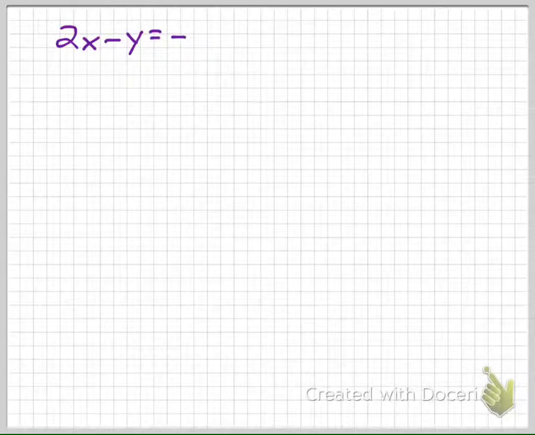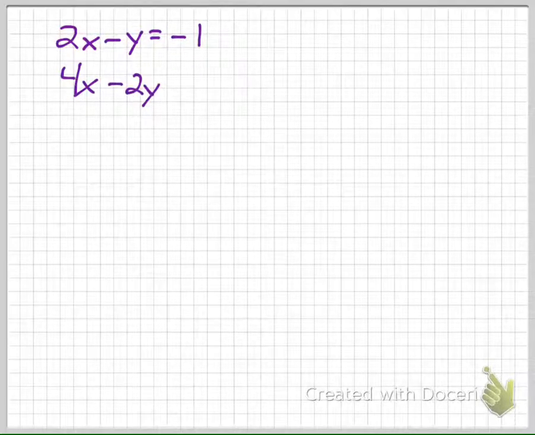try another one. Let's do another system here. Okay, so you're graphing these babies. 2x minus y equals negative 1, and 4x minus 2y equals 6. Okay, I want you to graph that.